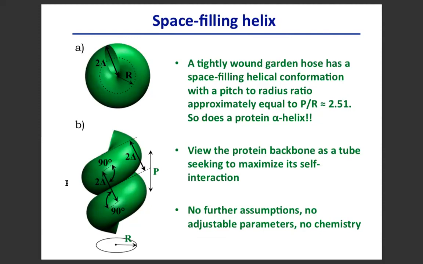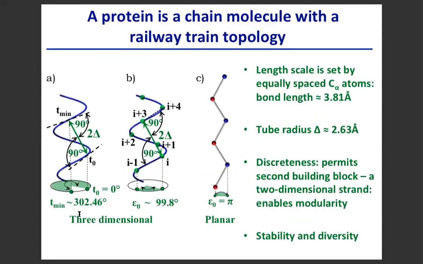Successive turns of a helix are placed on top of each other and alongside each other. This allows us to deduce that the pitch to radius ratio of the space-filling continuum tube, a helical tube, takes on the universal value of approximately 2.51. We then consider a discretized version of the space-filling continuum tube with a bond length of around 3.81 angstroms.